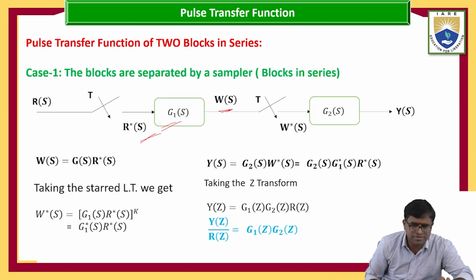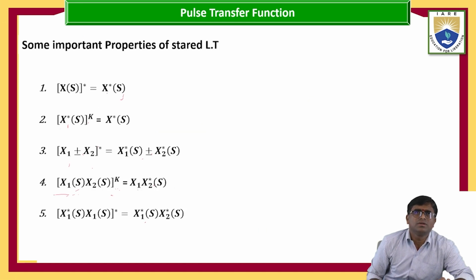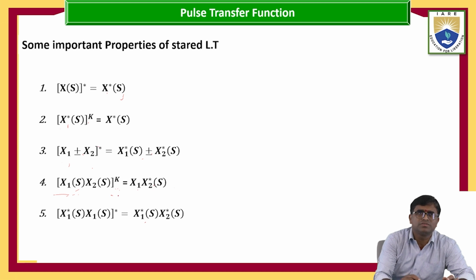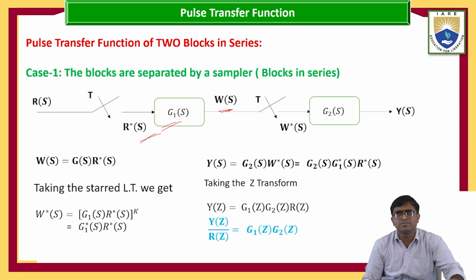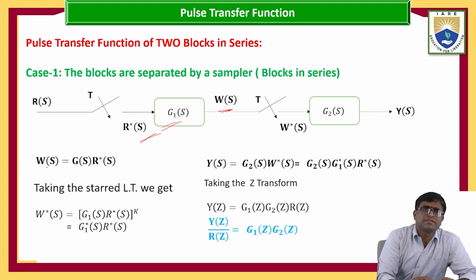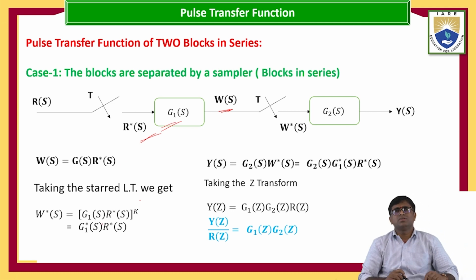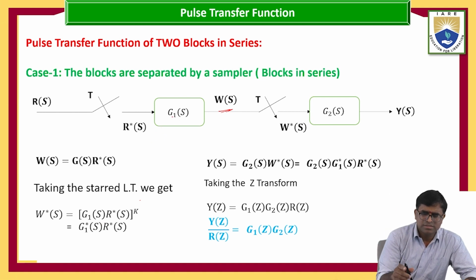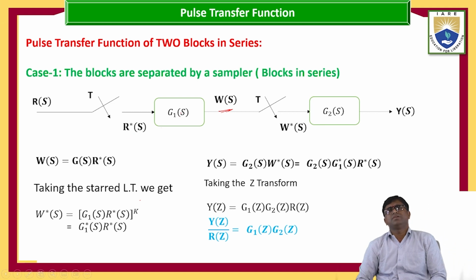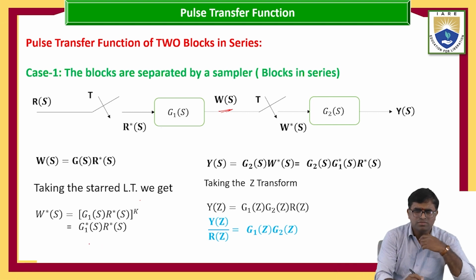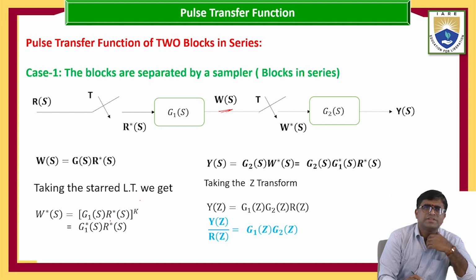Which one? W of S equals G of S into R star of S, no? So, this multiplication, do this one last. W star Laplace is nothing but W star of S equal to G1 of S into R star of S, whole power of K. It is coming as K. So the star Laplace is nothing but G1 of S into R star of S whole power of K. So, this is equal to G1 star of S into R1 star of S. So, it is equal to this one.